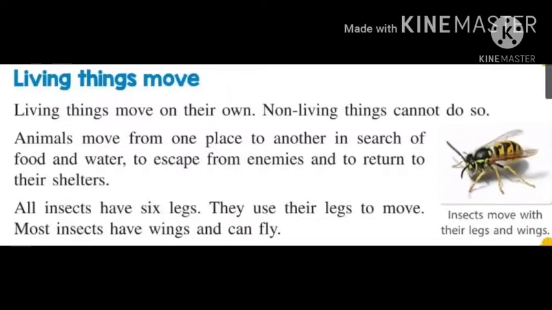Now the next, all living things move. Living things move on their own. Non-living things cannot do so. Animals move from one place to another in search of food and water, to escape from enemies and to return to their shelters. All insects have 6 legs. They use their legs to move. Most insects have wings to fly.